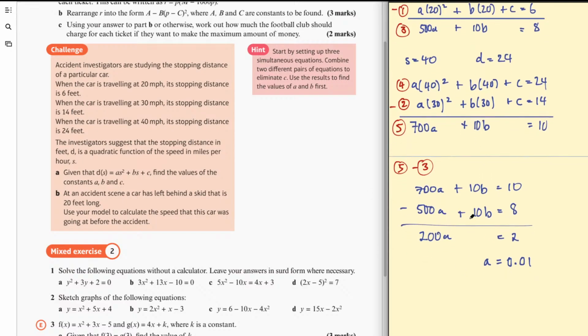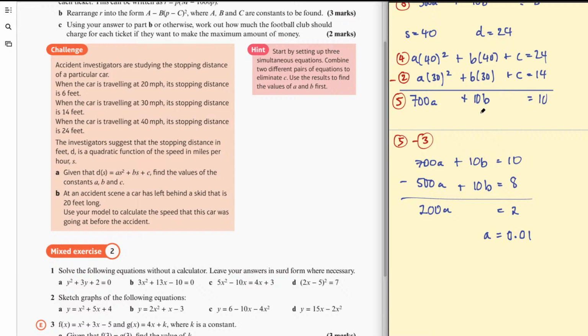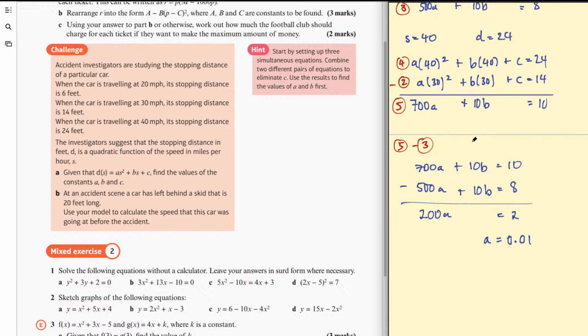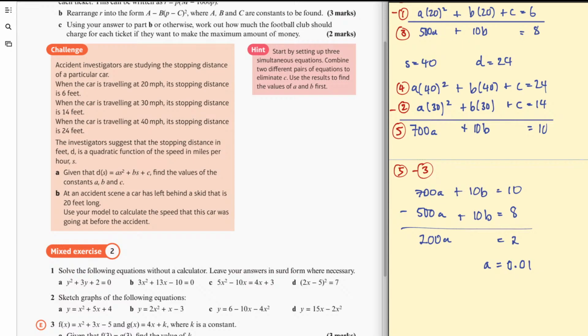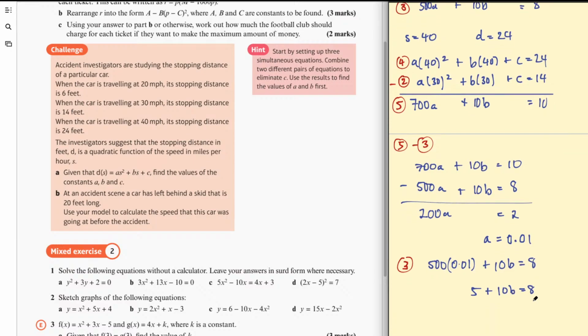Okay, so I have a value for a. I can also solve for b now using any of those equations. So let's just use equation 3. Plugging this back into equation 3, we would have 500 multiplied by 1/100th, that's just going to be 5, plus 10b equal to 8. So 5 plus 10b is equal to 8.